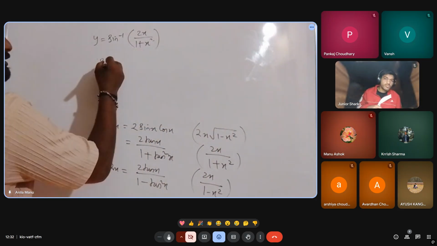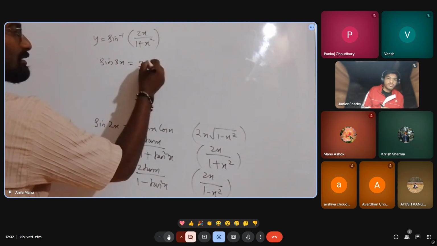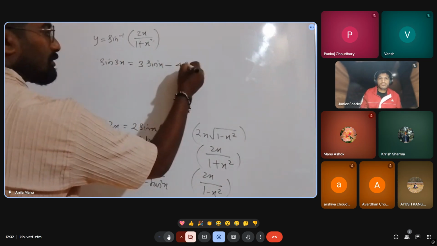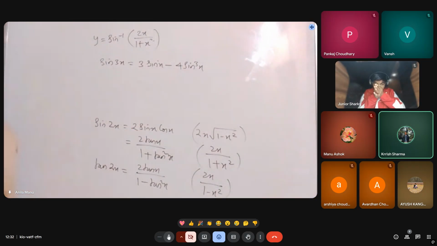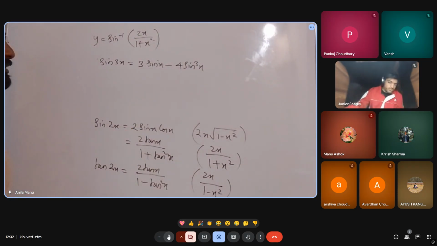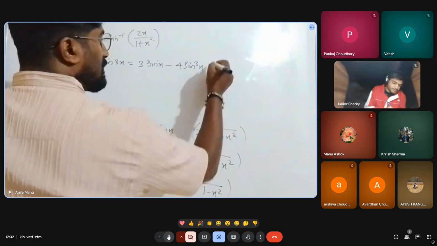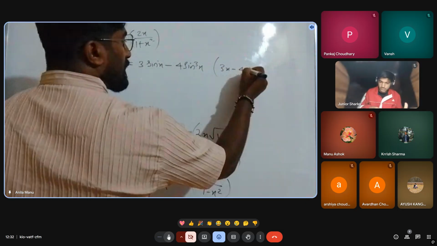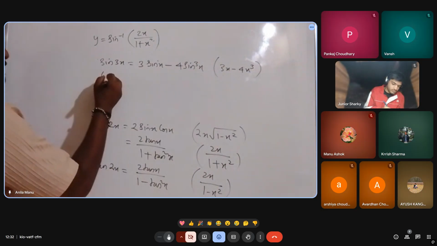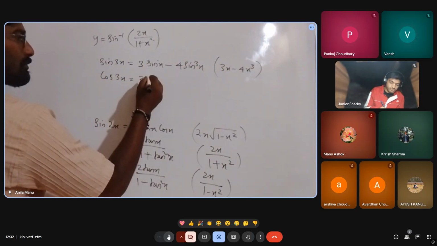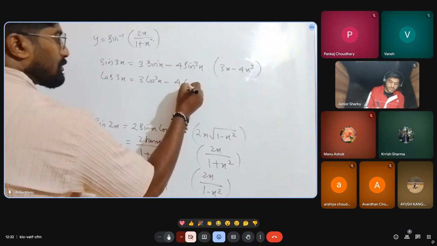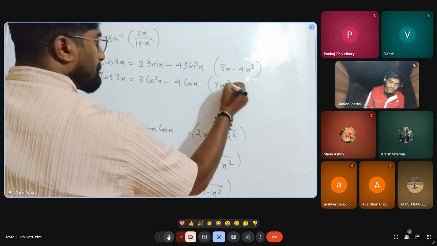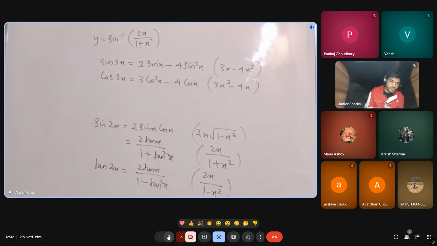Next one is sine 3x. What is sine 3x? 3 sine x minus 4 sine cube x, right? Yes, sir. Okay. So 3x minus 4x cube. cos 3x, 3 cos cube x minus 4 cos x, right? So 3x cube minus 4x.